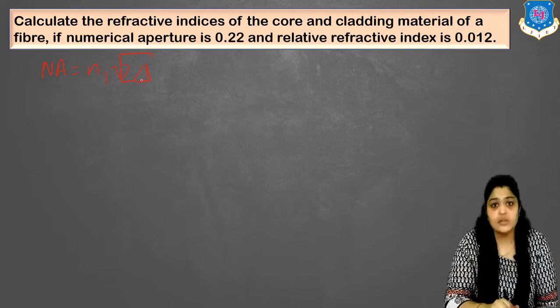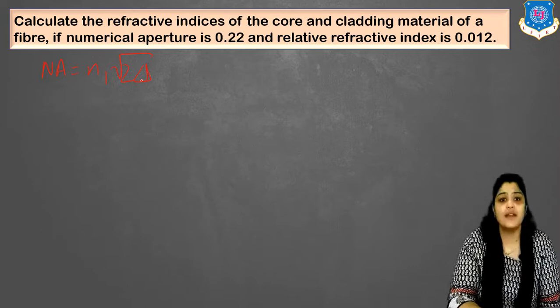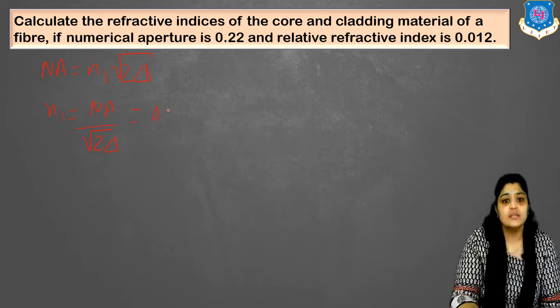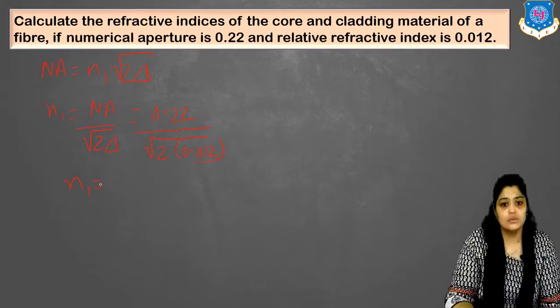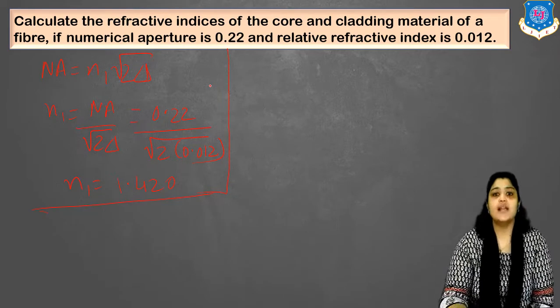So you are given NA also, you are given delta also. So just substitute the values and you can find out n1 directly. So from this I can say n1 is equal to NA upon the square root of 2 delta. What is NA given? 0.22. What is the value of delta given? So I just write square root of 2 into 0.012. Solving this, I get n1 is equal to 1.420.